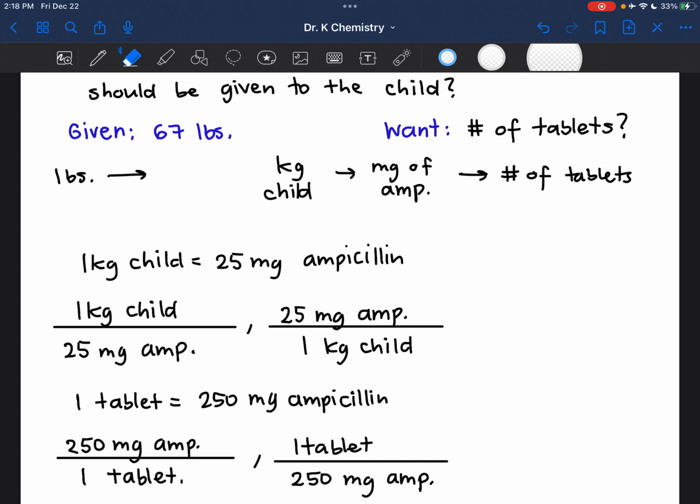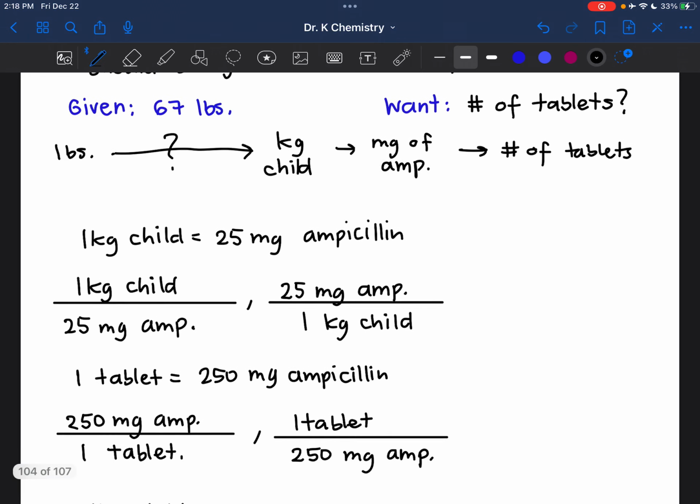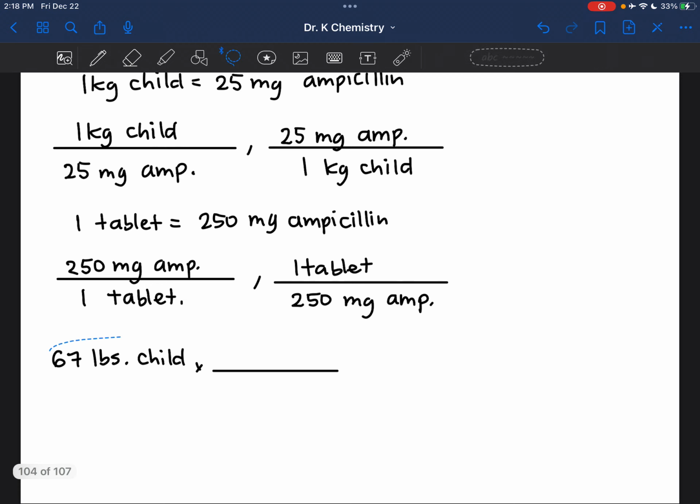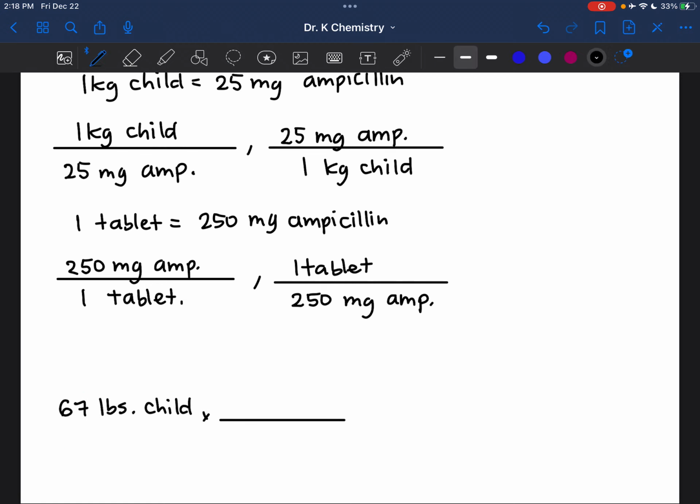Fine. But we are given pounds in the beginning, and we need to have some way of getting from pounds to kilograms. So that is a piece that we are missing here that is not given to us in the problem, but that's something that you could look up in a reference table or in the textbook. Okay, so we need a conversion between pounds and kilograms here. And that will be that 1 kilogram is equal to 2.2046 pounds.